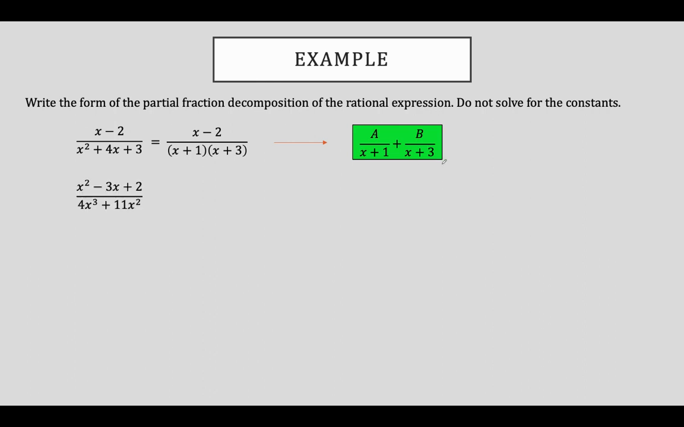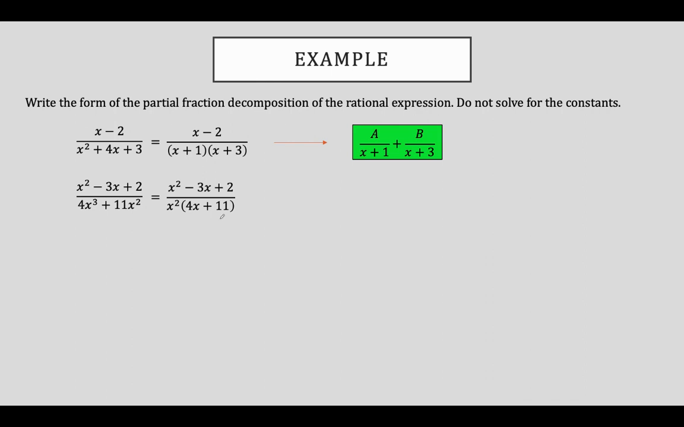x squared minus 3x plus 2 divided by 4x cubed plus 11x squared. Well, again, we begin by factoring our denominator. This leaves us with an x squared times a 4x plus 11. Here, I have a repeated linear factor. Notice that x squared means x times x. That's a repeated linear factor and a distinct linear factor.